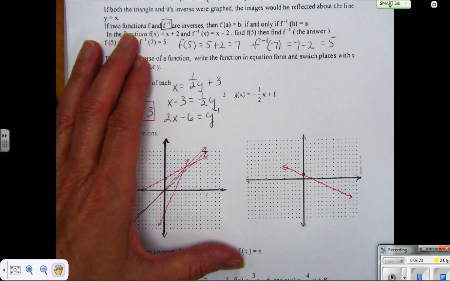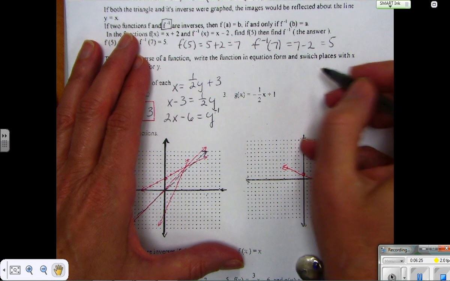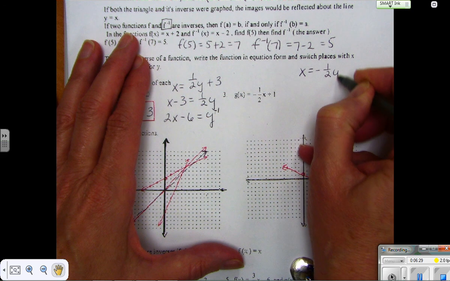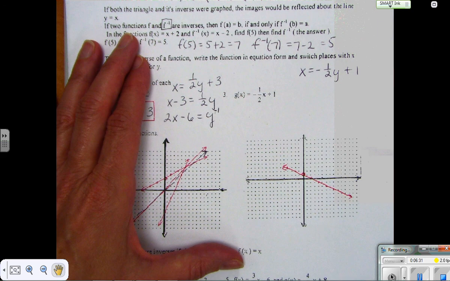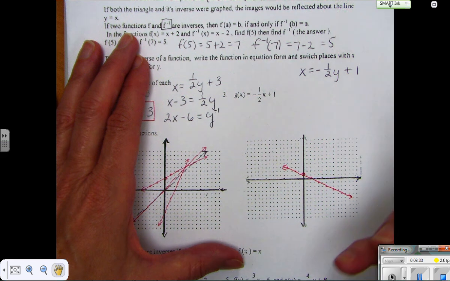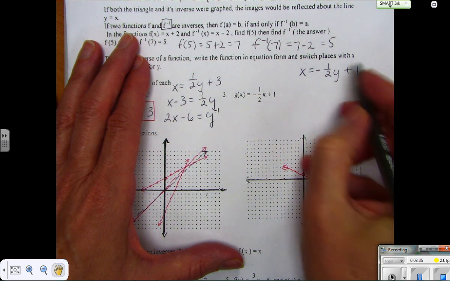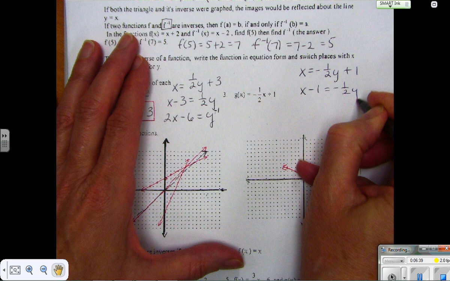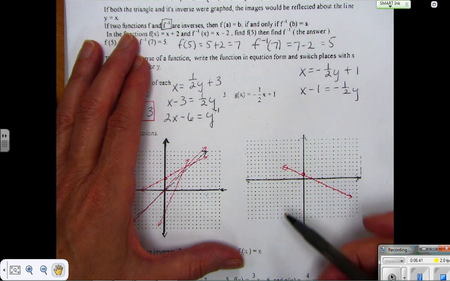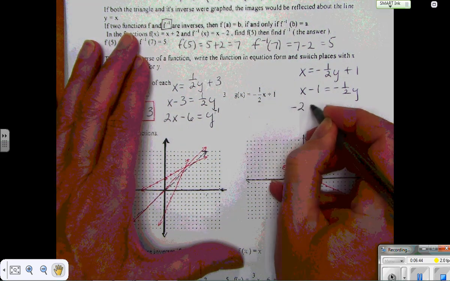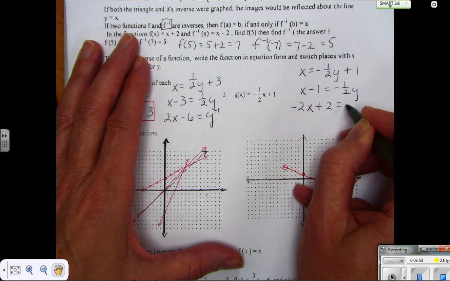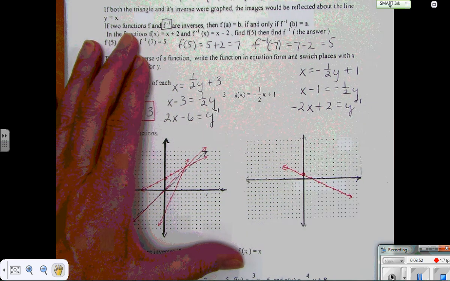So for the inverse, I'm going to switch the places of the x and the y. So x equals -1/2 y plus 1. Okay, and we solve for y, so I'm going to subtract the 1. X minus 1 equals -1/2 y, multiplied by -2. -2x plus 2 equals the inverse, and I'm going to put my inverse notation there.